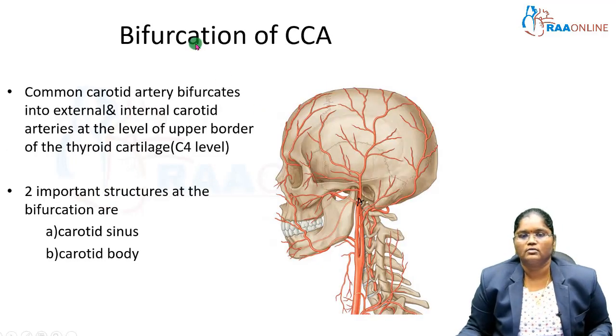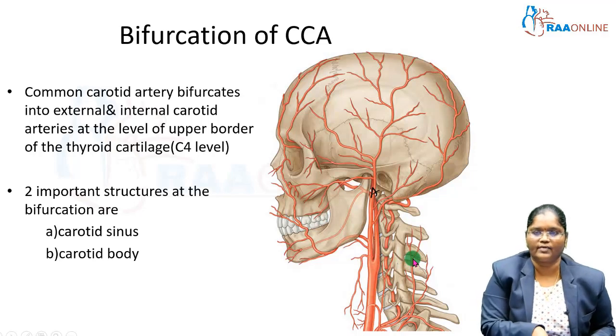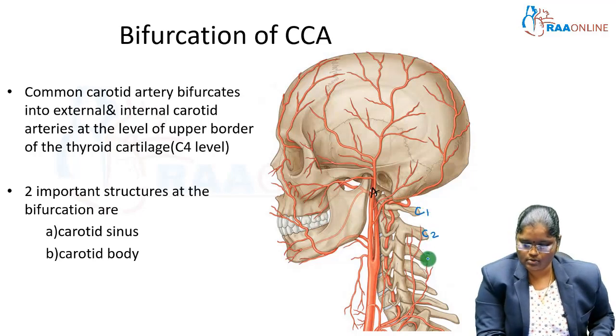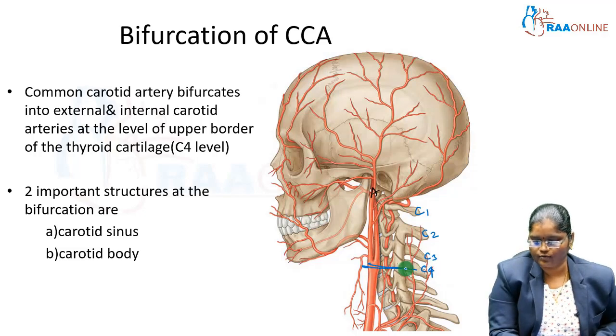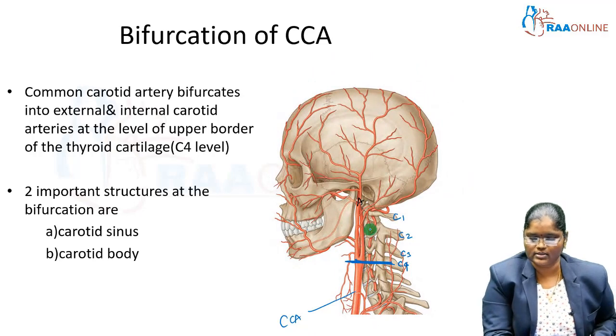Now, the bifurcation of the common carotid artery. This is the common carotid artery. It bifurcates at the level of C4 cervical vertebra. You can see here, this is C1, C2, C3 and C4. At the level of C4, the common carotid artery subdivides into two branches. The one running anteromedially is the external carotid artery, and its direct continuation is the internal carotid artery.